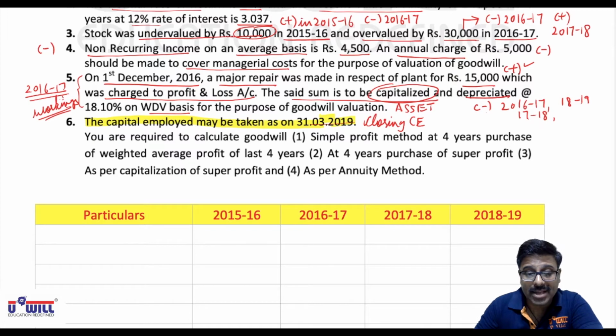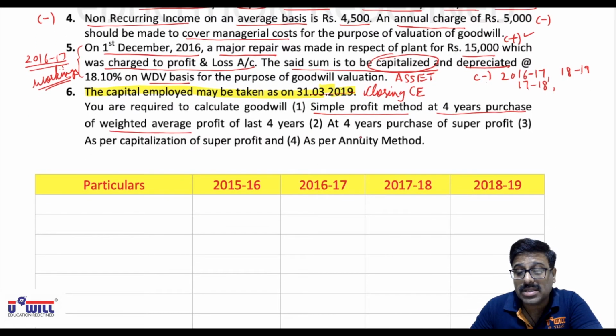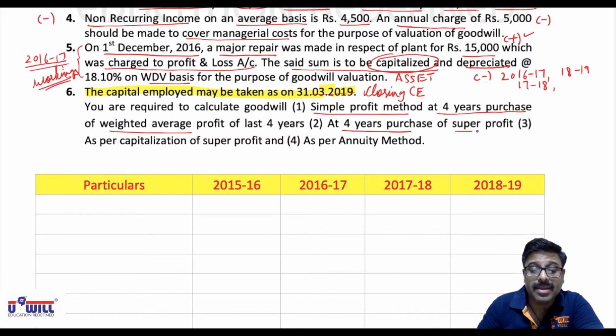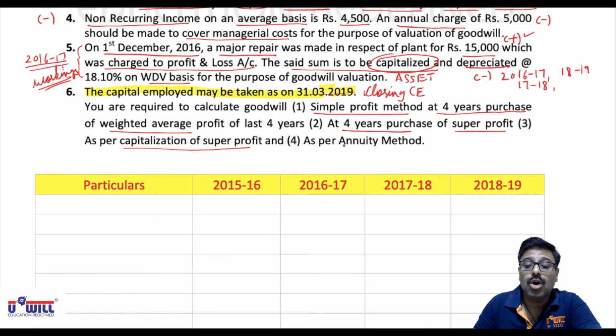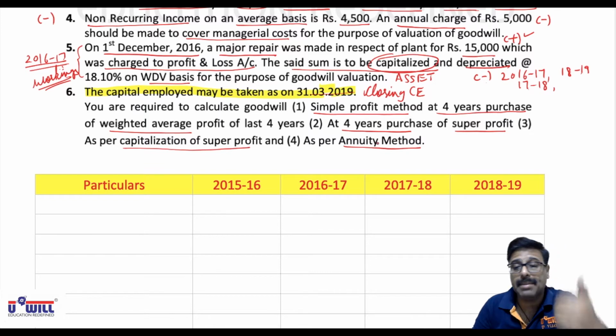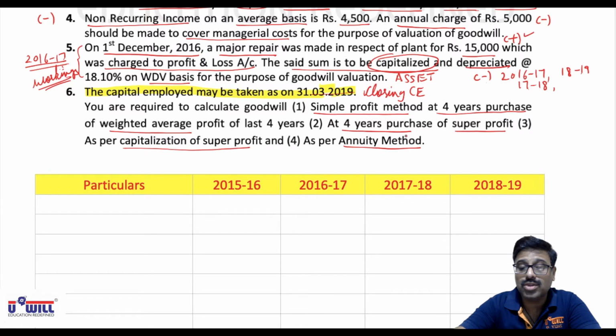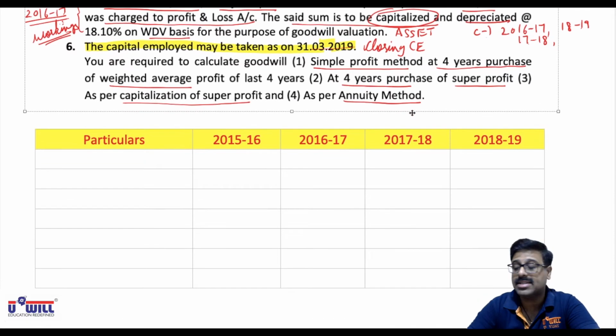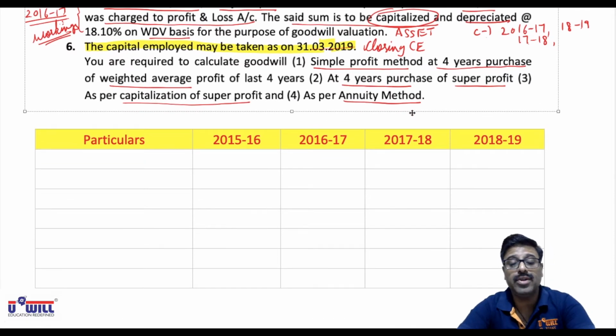Further, you are required to calculate goodwill first by simple profits method, taking 4 years purchase of weighted average profit of last 4 years. Second, 4 years purchase of super profits. And third, capitalization of super profits. And fourth, annuity method. All the 4 methods are asked in the question. First we find average future maintainable profits, capital employed is directly given. Then we apply all the 4 formulas. So all of you make this table for finding average capital employed first. Pause the video and make this table.